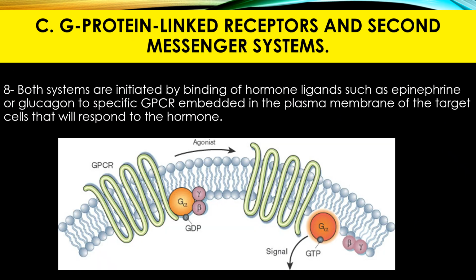Both systems are initiated by binding of the hormone ligand. As we have already discussed, these types of systems mostly involve a hormone attaching with the receptor sites, such as epinephrine or glucagon. They will attach with the extracellular domain of the GPCR of the target cell that will respond to the hormone, and now we will see how they respond after attaching with the outer cellular GPCR.